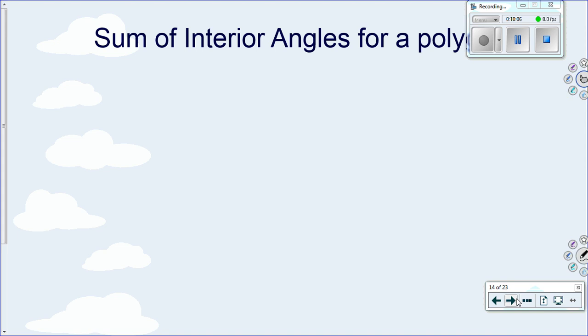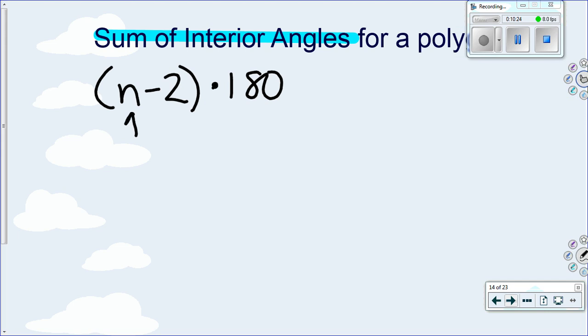Okay, on the other side of the paper, in the top left corner, it says sum of interior angles. Go ahead and highlight sum of interior angles. And you are going to write the following. N minus 2, the difference between n and 2, times 180 degrees, where n is the number of sides.